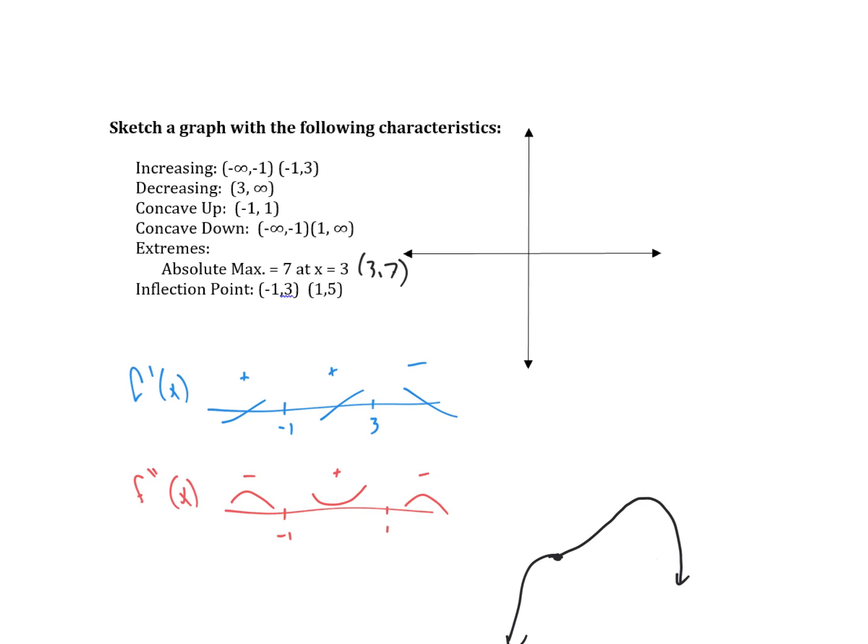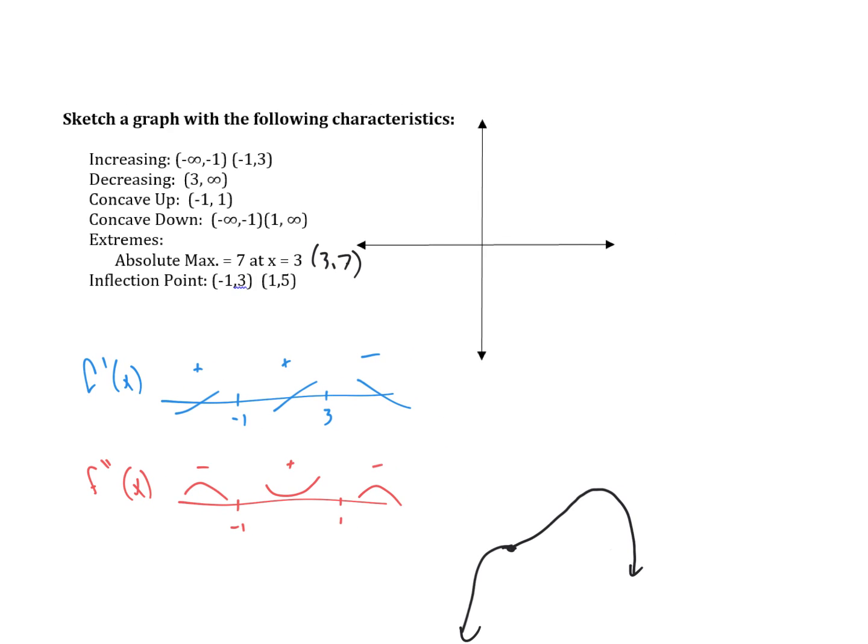Okay. So let's get the specific values plotted here. (3, 7) would be right about here. That's going to be my max. Absolute max. My inflection point at (-1, 3). I'm going to just call that I. And then (1, 5), again calling that I.